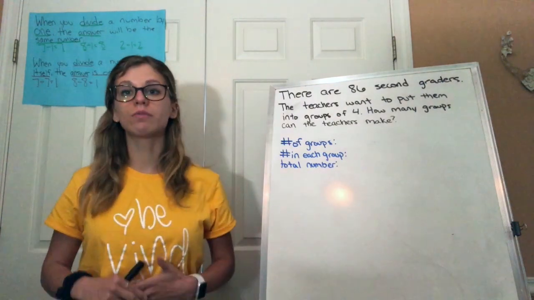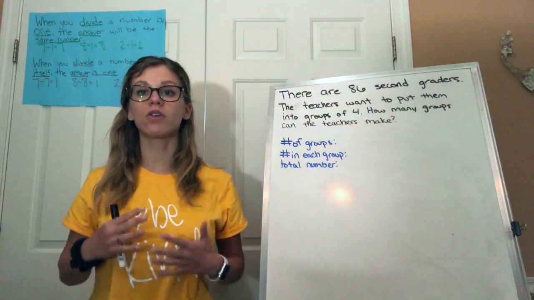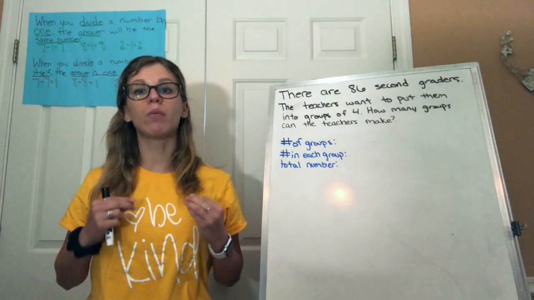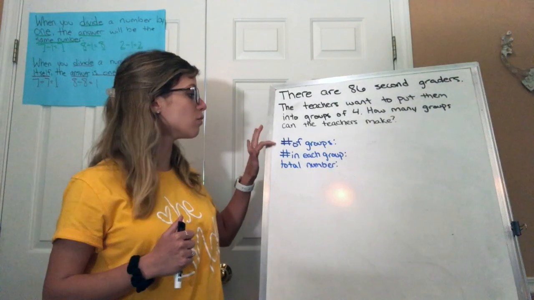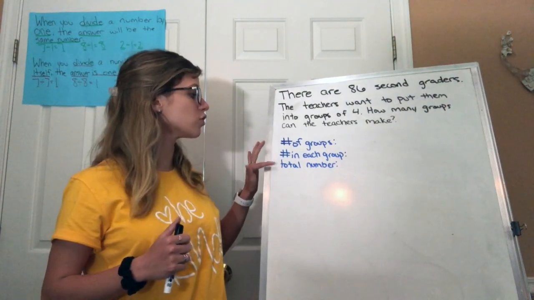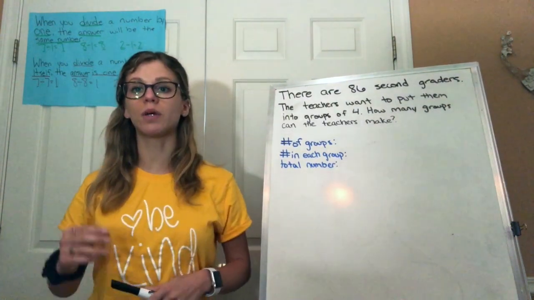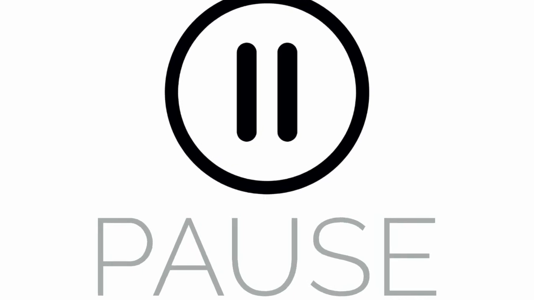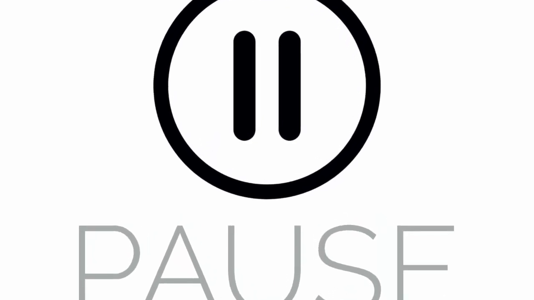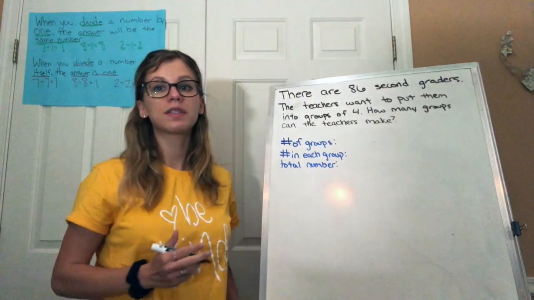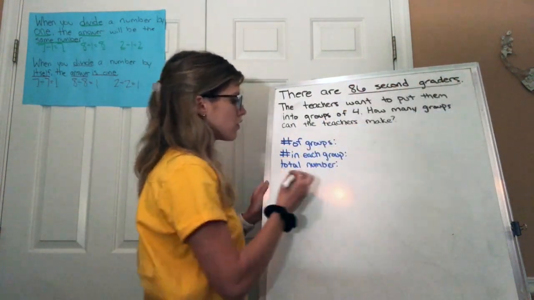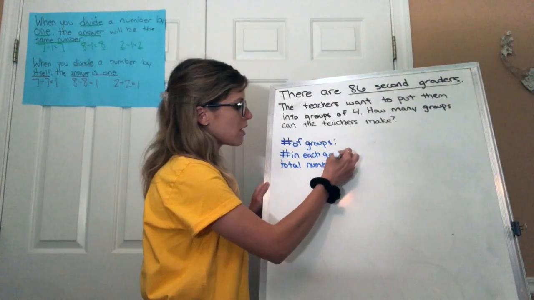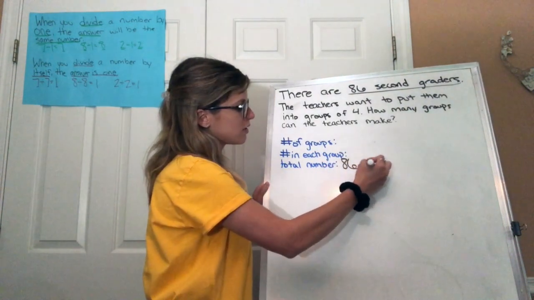What I want you to do is pause me. Since I don't see this being done on your own have to's, pause me now and take notes of this problem, saying the number of groups, the number in each group, and the total number in this story problem. In this problem, it says that there are 86 second graders. So the total number I know is going to be 86 students.